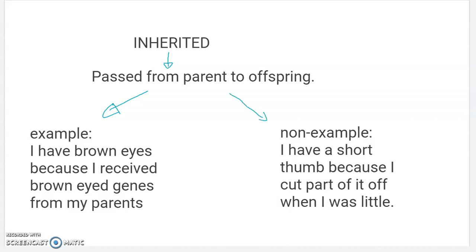Non-example: I have a short thumb. I'll have to show you. You have to believe me. I cut the top of one of my thumbs off when I was little. So I have one thumb that is shorter than the other. That is a trait, but it is not inherited. That's something I acquired by slamming my thumb in a gate when I was 3 or 4 years old. So that would be a non-example. Inherited means passed from parent to offspring. If you will, please pause here and make this index card and unpause when you're ready.